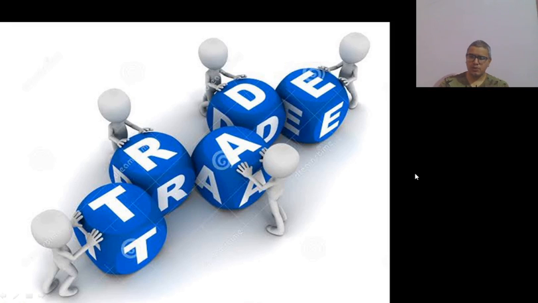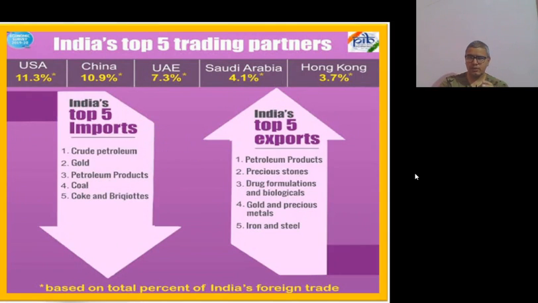So this figure will make you clear about how India trades with other countries. India imports crude petroleum, gold, petroleum products, and coal. These are the major imports of India. Now, you might see that India is a very high producer of coal, but the type of coal found in India is of poor quality. As you all know from your class 10 social science, there are categories of coal, and anthracite is considered the best quality coal.